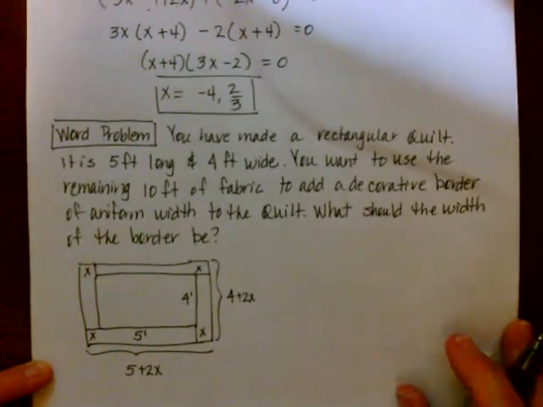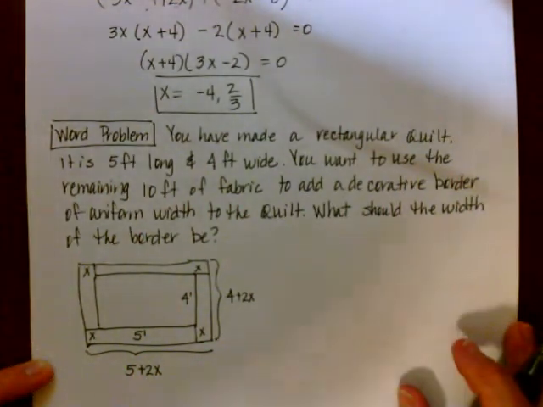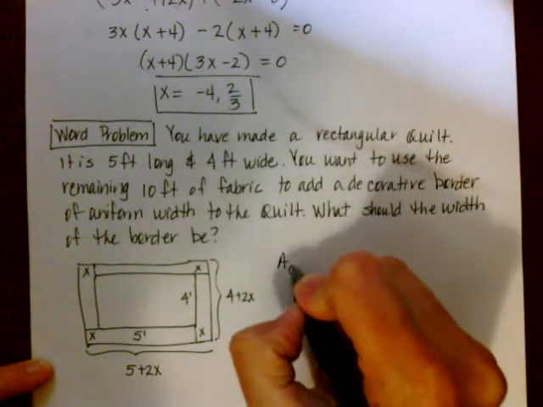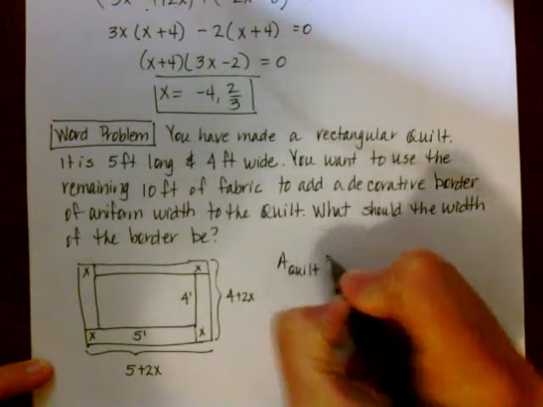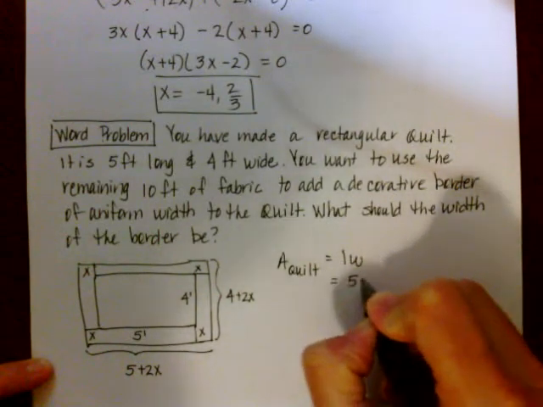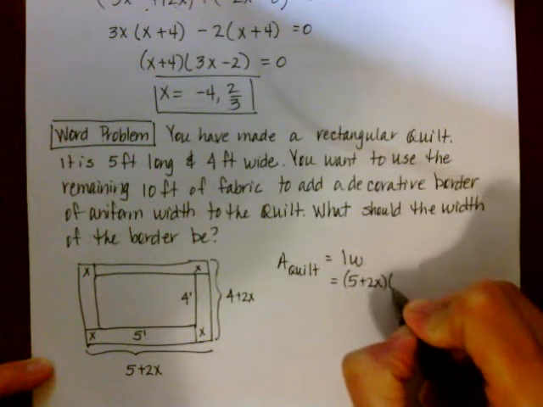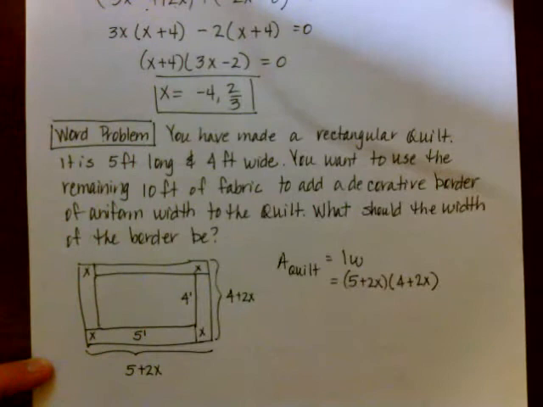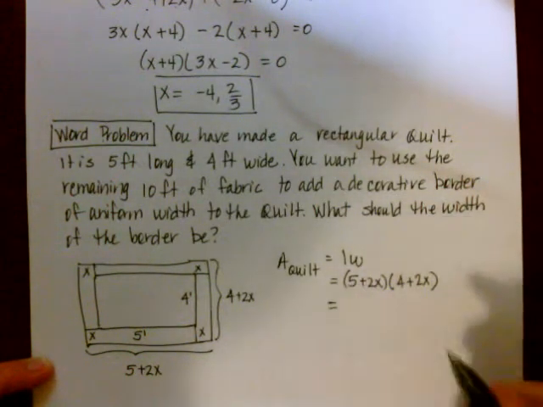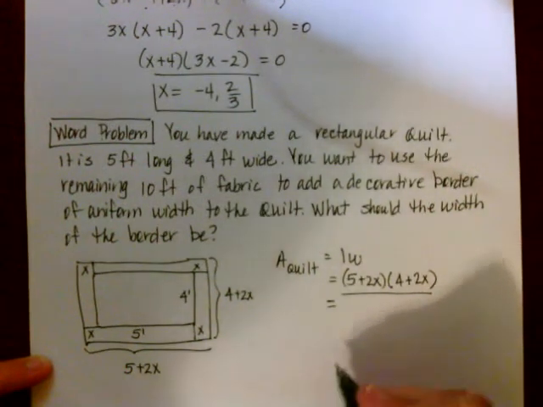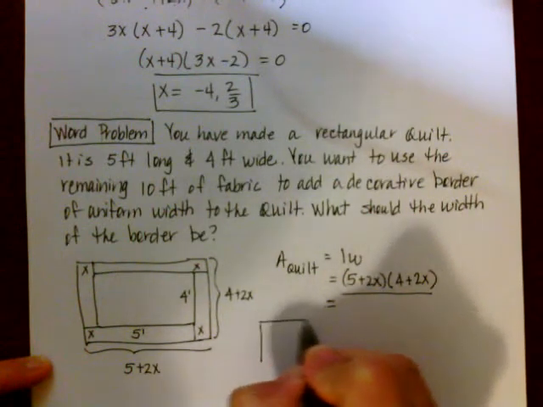So now, since we're talking about area, I'm going to write an equation for the area of my quilt. So the area of the quilt is going to equal length times width. So it's going to equal the 5 plus 2x, multiplied by the width, which is 4 plus 2x. Okay? And then I'm going to expand this right here to make it look like an equation that we're used to dealing with, and I'll do it in a little box over here.